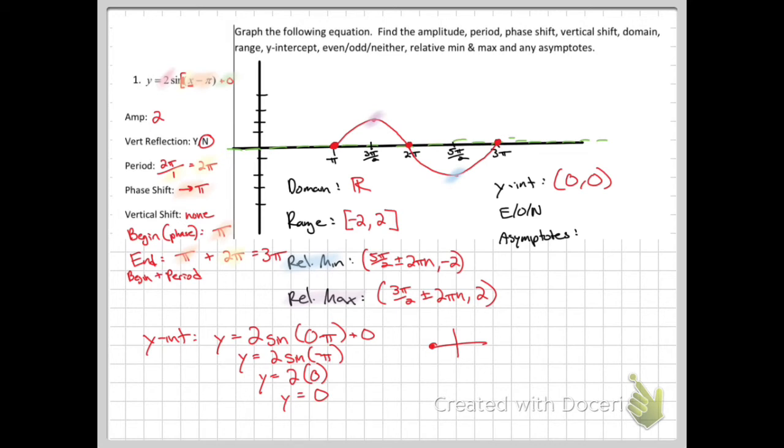Let's fill that in. Graph hits at 0, and then it's going to continue on that way. If you flip this upside down, it is going to be identical. So this one is odd. And then asymptotes. Sine graphs don't have any asymptotes. Okay, let's see what's next.